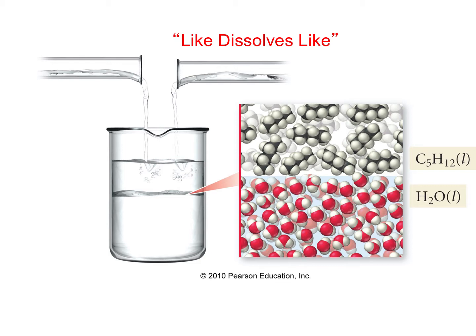It turns out this is incredibly useful to chemists, and a lot of the different lab techniques that we use and forms of chromatography that allow us to separate substances take advantage of this idea of like dissolves like, and that nonpolar things and polar things tend not to like to mix or interact with one another.